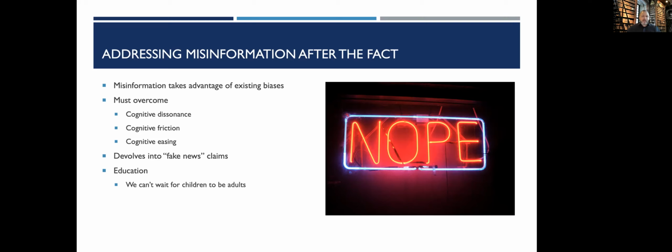If you believe that pineapple belongs on pizza, then me telling you that other fruits belong on pizza is probably going to go over easier than if you're one of the people that believes that, no, the only thing that belongs on pizza is pepperoni. So by taking advantage of these cognitive biases, now if you've seen this misinformation, not only do I have to overcome cognitive friction, I have to overcome cognitive dissonance and the cognitive easing that you got as a result of the misinformation. And oftentimes what this means is we end up with these very polarized views where the left side accuses the right side of fake news claims and not understanding, and the right side accuses the left of the same. And so these usually devolve and are not very productive discussions.